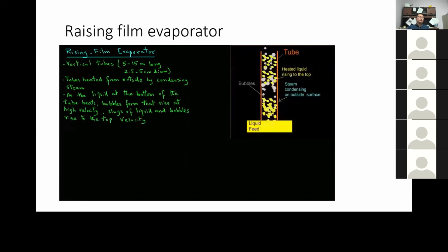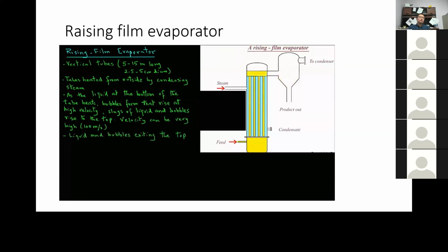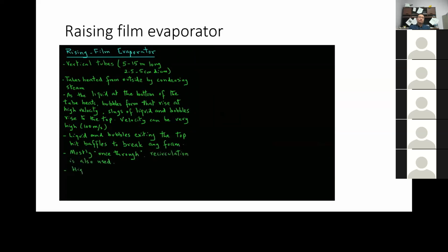The velocity can be very high, up to 100 meters per second. The liquid and bubbles then exit at the top, and often upon exit they hit baffles to break up any foam. This type of evaporator is used mostly as once through. That means you allow the product to go through the tubes only once, although sometimes recirculation is also used. One gets very high heat transfer coefficients in this type of system. A rising film evaporator is used in the manufacture of condensed milk.